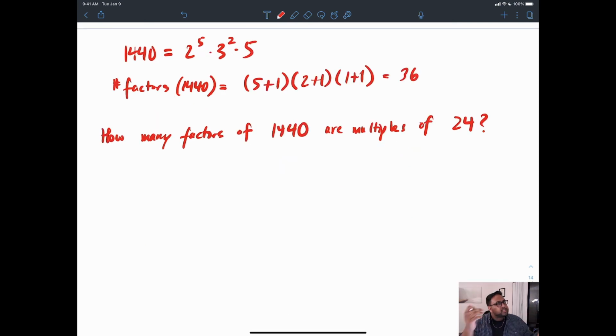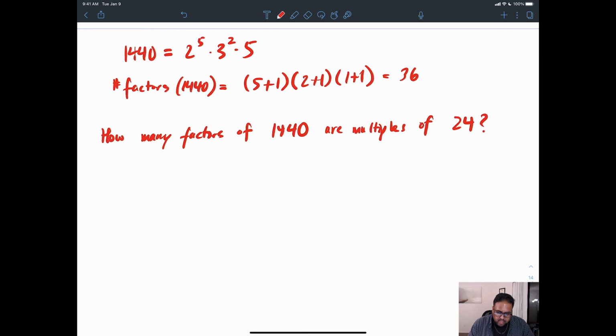So the twist that we introduce in part B is that we ask how many factors does a number have that are multiples of some other number. And so the way to think about this twist is as if it reduces the number of options that we have for each of the prime bases. In this case, if we're using 1440, our prime bases are 2, 3, and 5.